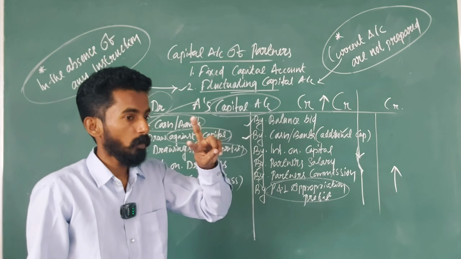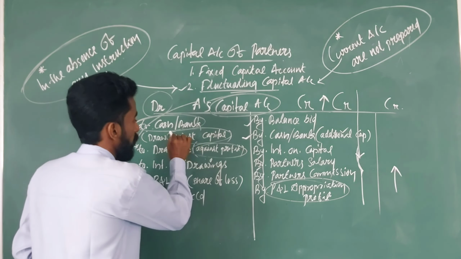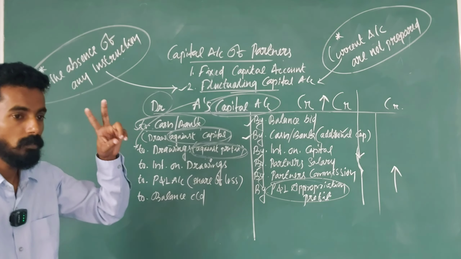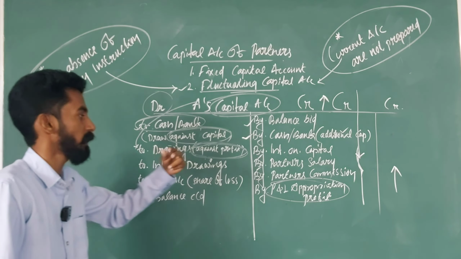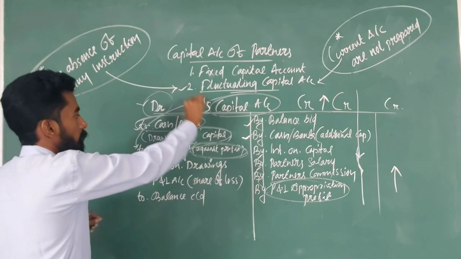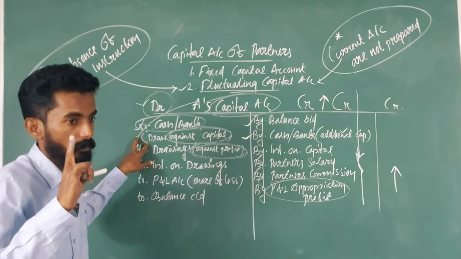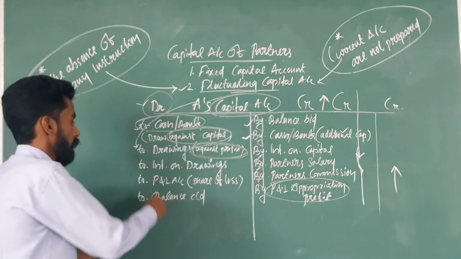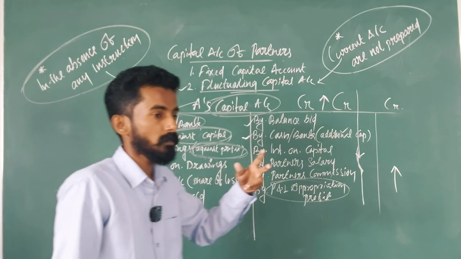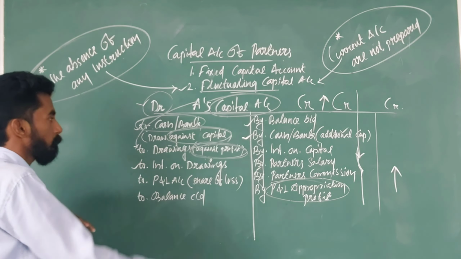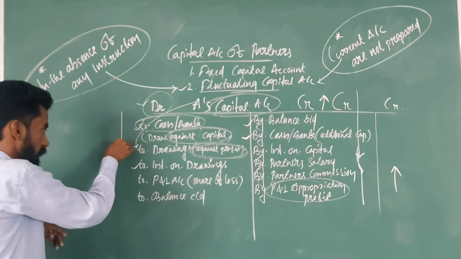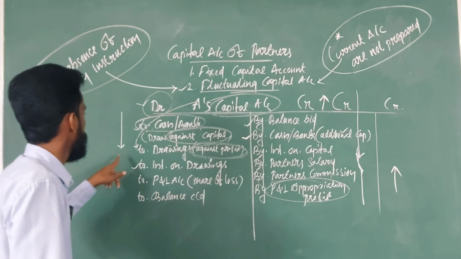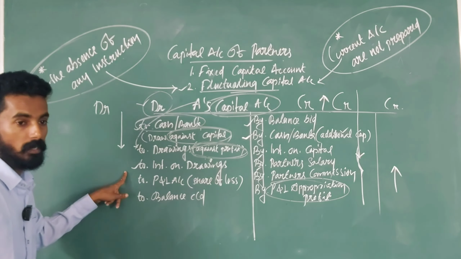To drawings. There are 2 types of drawings. One is drawings against capital, permanent withdrawal, and drawings against profit. Both the drawings we need to post into which side? Debit side of partner's capital account. Is it clear? Second one is interest on drawings. When a partnership firm is charging interest on drawings, automatically capital balance will decrease. Capital account shows which balance? If you want to decrease, we need to debit it. Debited, no, already, interest on drawings.